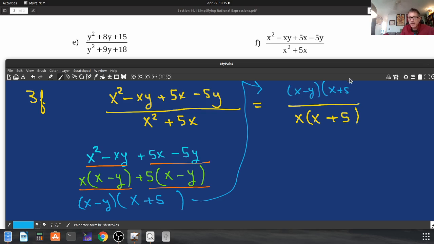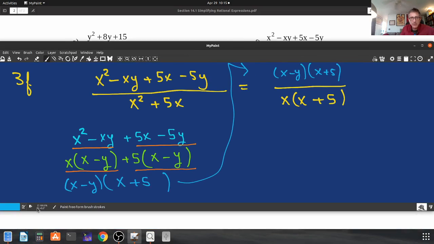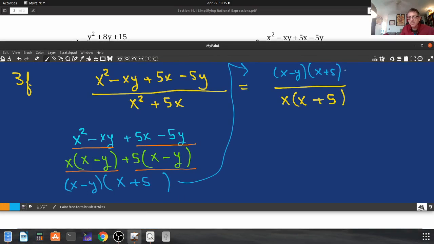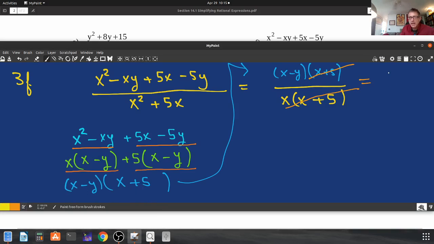And sure enough, it was fruitful in the end. I mean, of course it's going to be. These are literally created so that you're going to get something. So you can cancel the x plus 5 and the x plus 5 factors, and your end result is x minus y. Go ahead and leave it in parentheses if you want, divided by x.